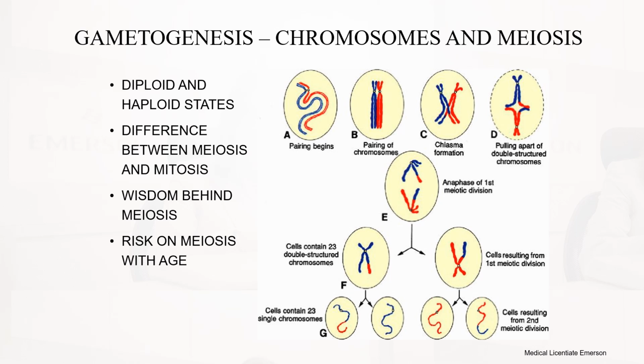But increased risk for birth defects and aneuploidy is 45 and above. Okay, so that's what you need to know. So those are some of the things you need to understand about the risk that comes with meiosis as you age. Okay, so we are done on the risk on meiosis with age.